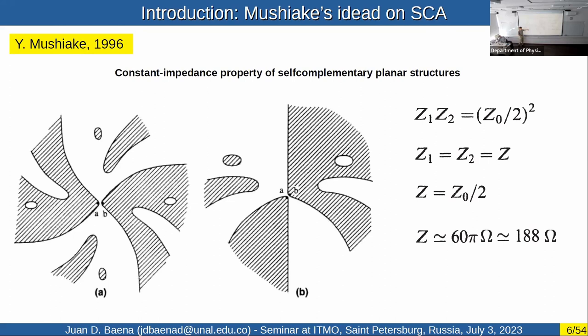This is a second example of the same idea. They are two examples of self-complementary geometries. Now, it is the same relation as the previous slide, but due to the self-complementariness, theta 1 and theta 2, the input impedances should be equal. So if you replace the same impedance inside, you will get that the impedance is equal to eta naught over 2, 188 ohms approximately. And it will happen at any frequency. So the idea is that this is a very broadband antenna because the input impedance is just constant. It is just a number.